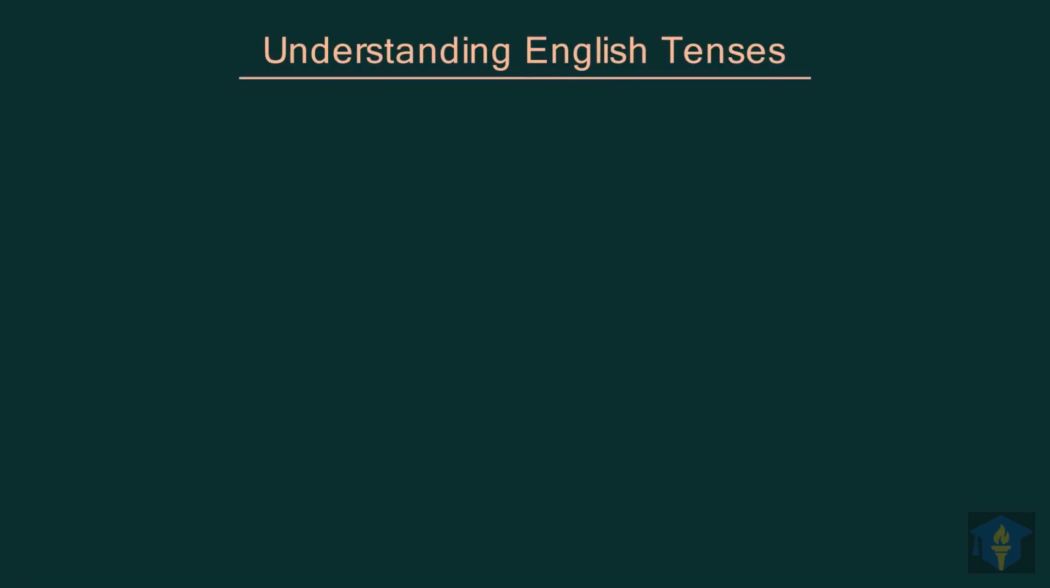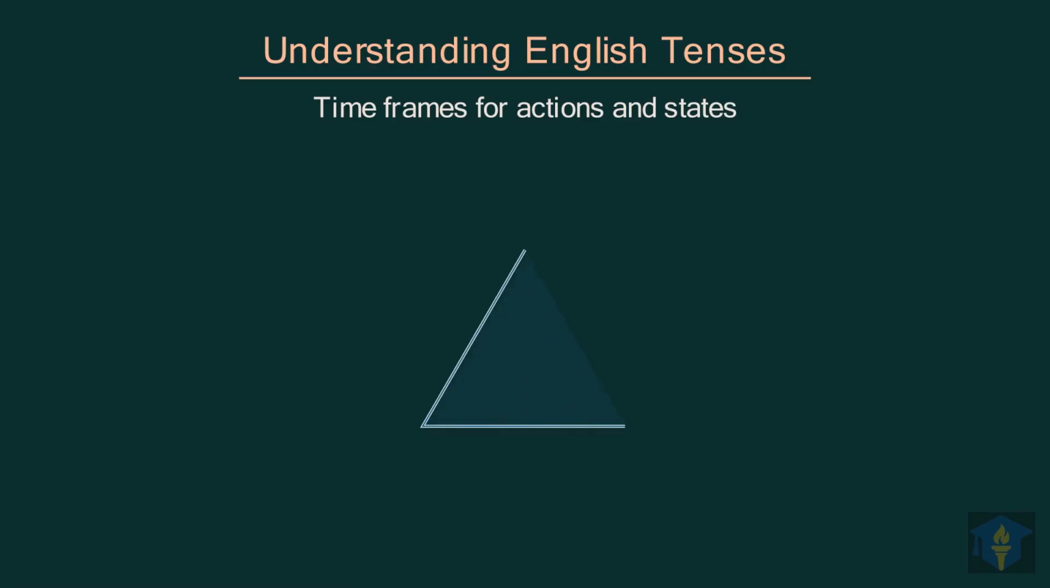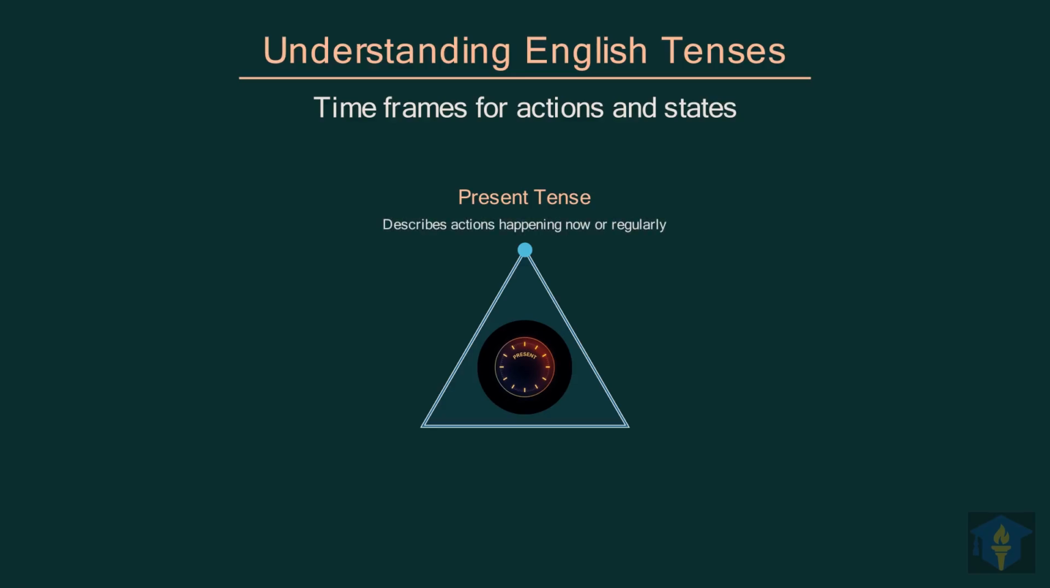Now, let's explore understanding English tenses, which are essential for conveying when actions occur. Tenses precisely indicate the time frames for actions and states, giving context to our sentences. The present tense is used to describe actions happening right now, or those that occur regularly. It clearly describes actions that are either currently taking place or happen on a consistent basis.